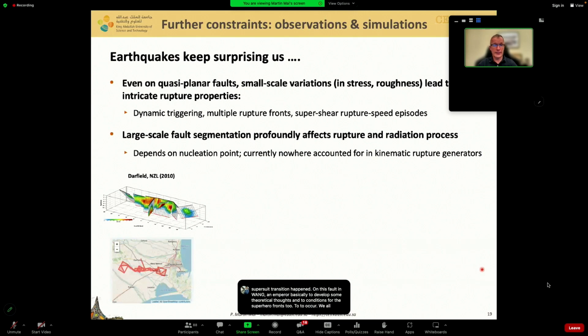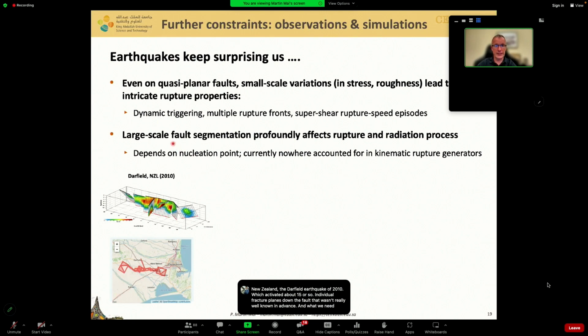We also have to realize that we see, in particular for earthquakes of magnitude 7 roughly and larger, large-scale fault segmentation come into play, which profoundly affects rupture and radiation processes. And I show a very prominent example on the top left here from New Zealand, the Darfield earthquake of 2010, which activated about 15 or so individual fracture planes on a fault that wasn't really well known in advance.